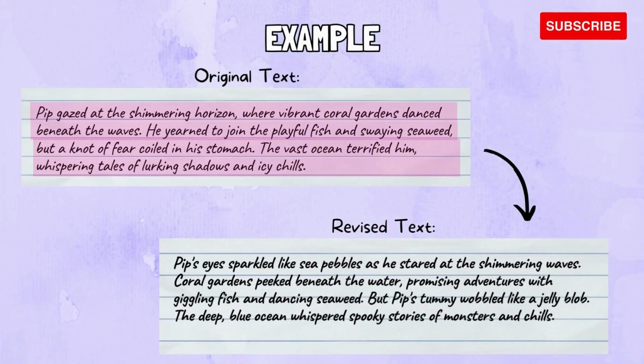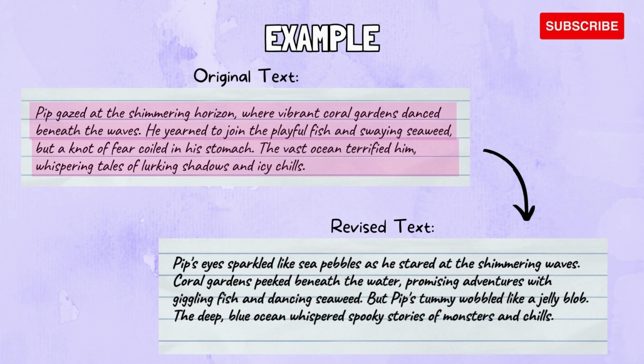Take a look at this example text for our picture book idea. By making these changes, the revised version becomes more accessible and entertaining for our target audience of 6 to 8-year-olds, drawing them into Pip the Penguin's underwater journey with humor, relatable emotions, and vivid descriptions. Remember, editing is a process of polishing your story, ensuring it shines its brightest for its intended readers.